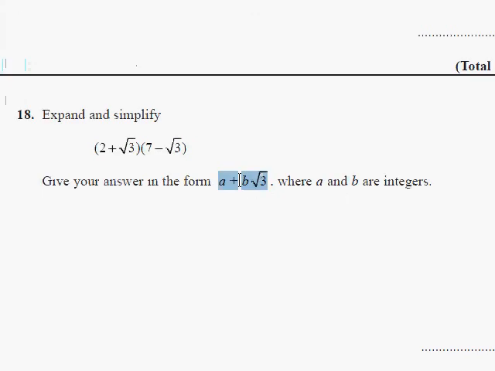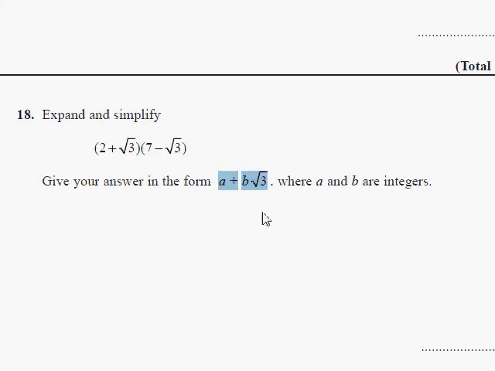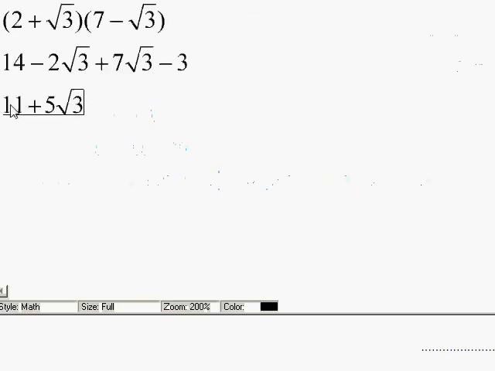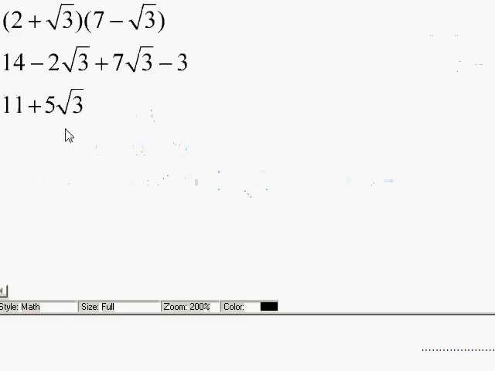And the next thing they want is plus b√3. So that's going to be minus 2√3 plus 7√3. That will simply be 7√3 minus 2√3, which leaves us with 5√3. And that is what they asked us to do. They said give your answer in the form a + b√3 where a and b are integers. a is an integer, a whole number, 11, and b is an integer, it's 5. This was worth 3 marks, and the final answer I have is 11 + 5√3.